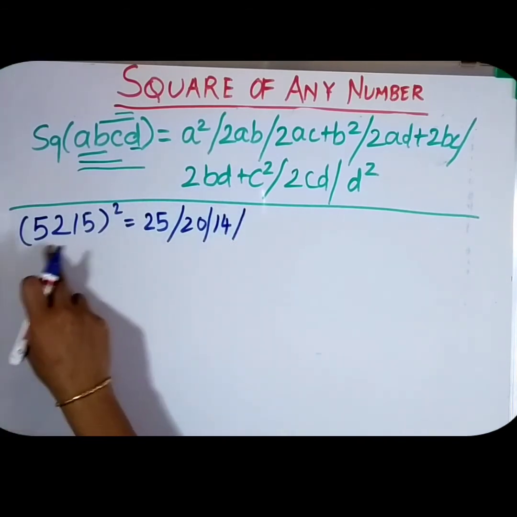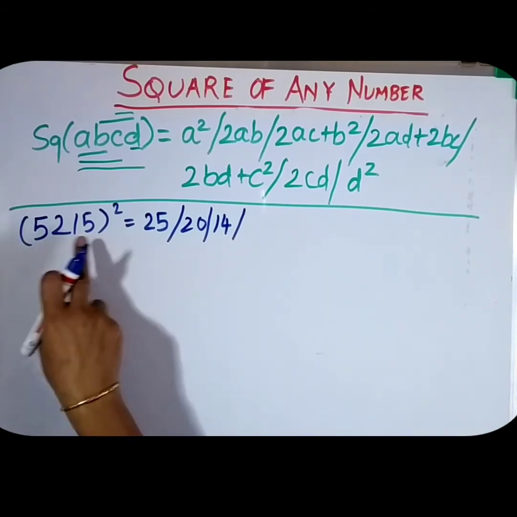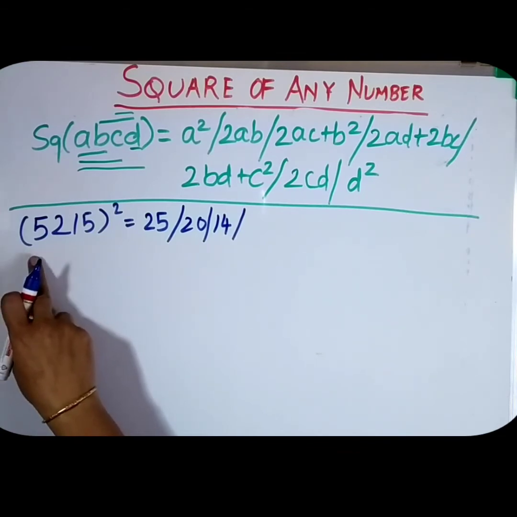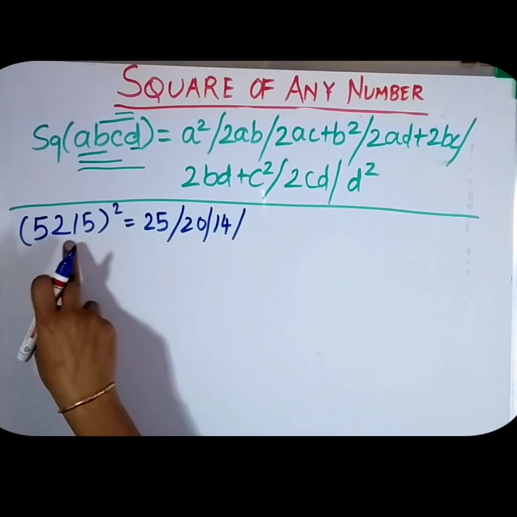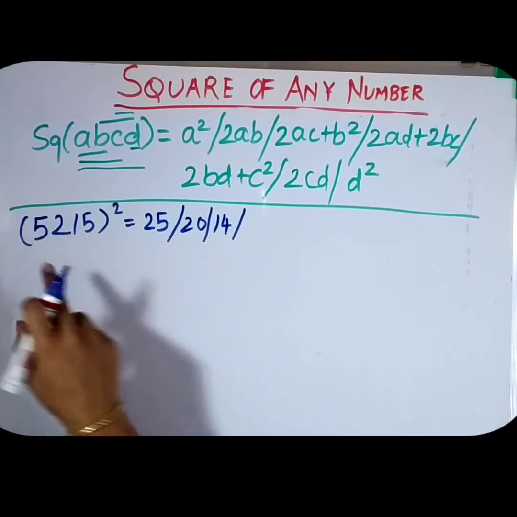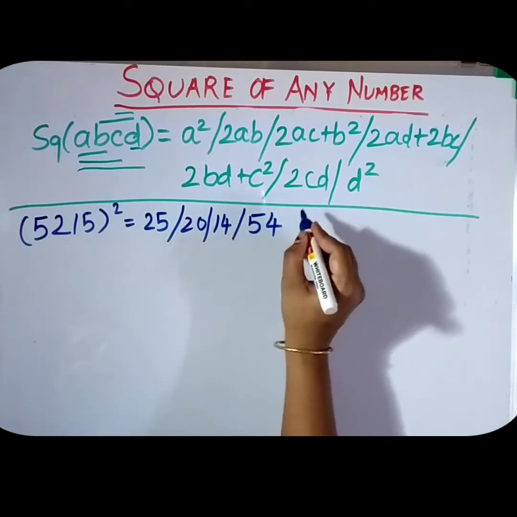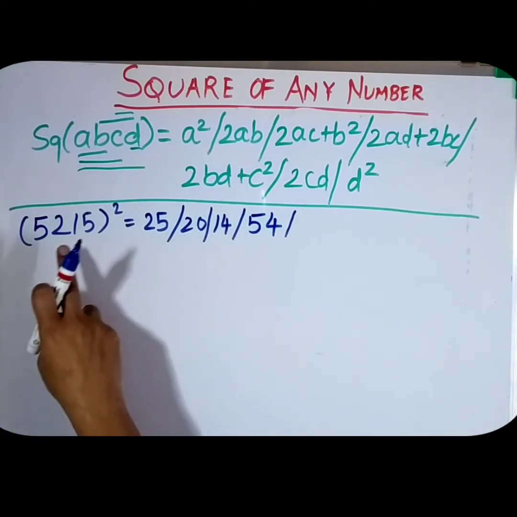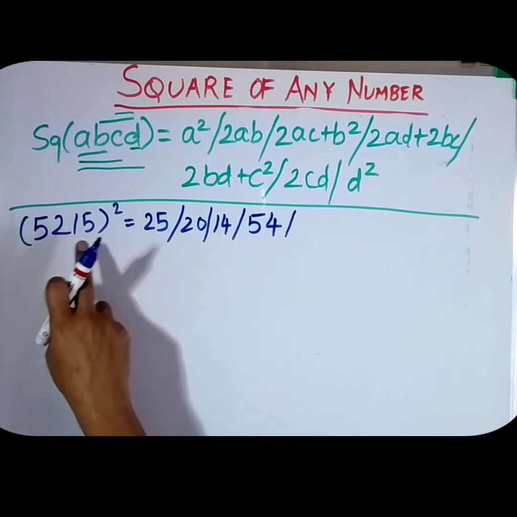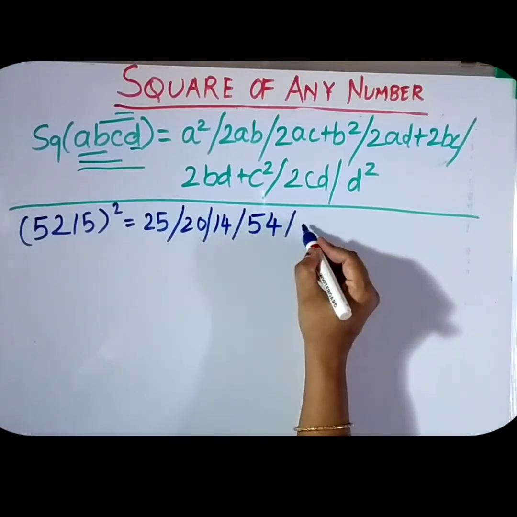Now the duplex of 4 digits is 2 into 5 into 5, so 2 into 5 is 10, 10 into 5 is 50, plus 2 into 2 is 4, 4 into 1 is again 4, so 50 plus 4 is 54. Now the duplex of the last 3 digits, so 2 into 2 into 5, so 2 into 2 is 4, 4 into 5 is 20, plus 1 square, that is 21.